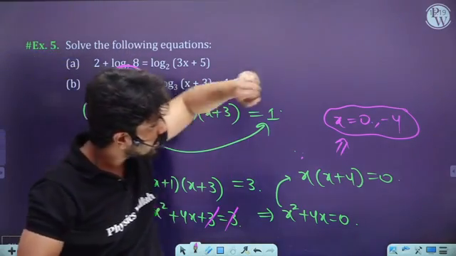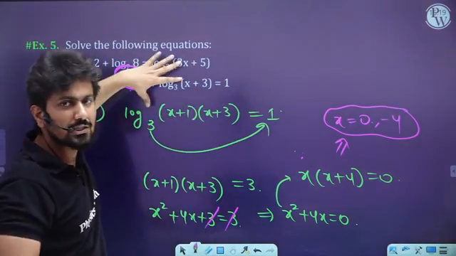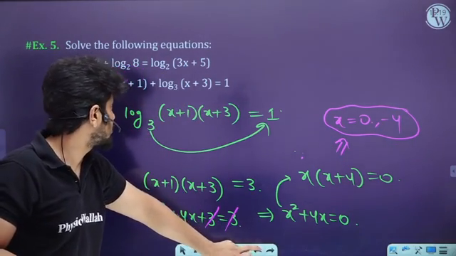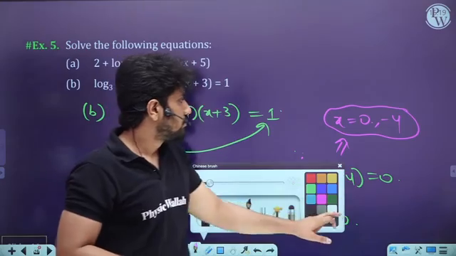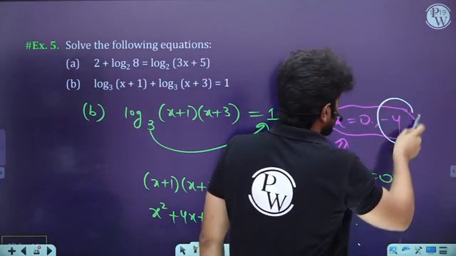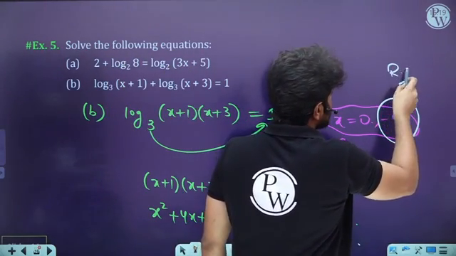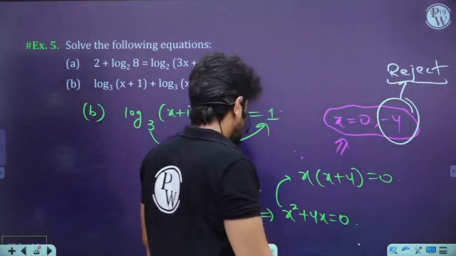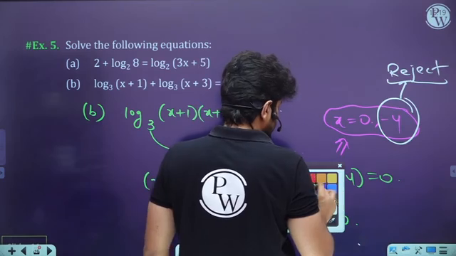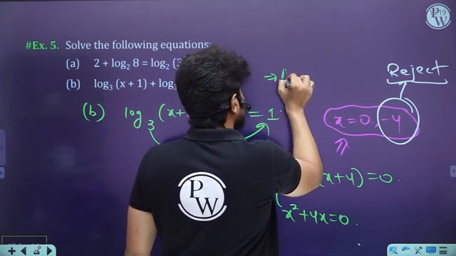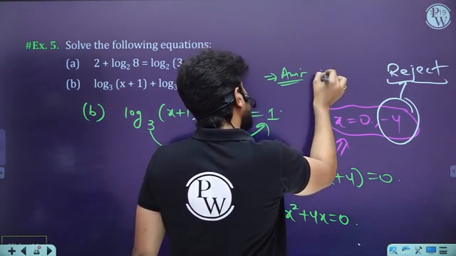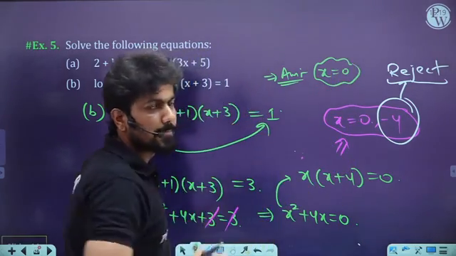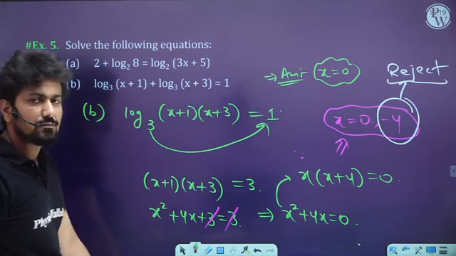So we know that we can't put x as minus 4 in this equation, right? Otherwise, there will be a problem. So we are rejecting this answer. Reject. We are rejecting this answer. Okay. So our answer is that x equal to 0 is the only answer. That's it. We are rejecting x is equal to minus 4.